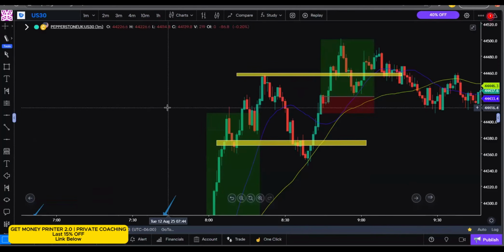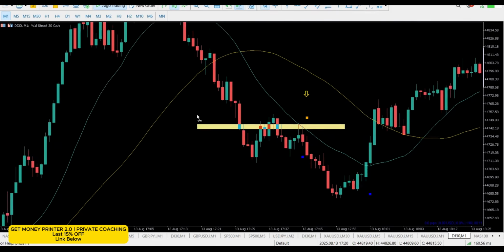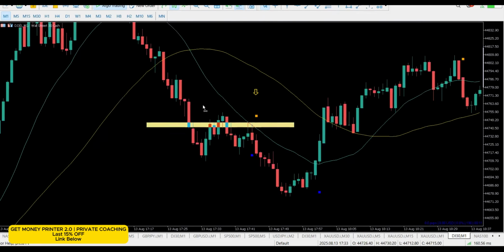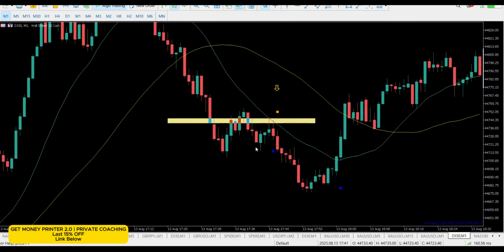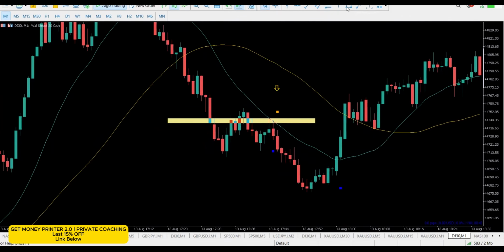Okay, let me show you another example real quick. This other example happened today. Really nice. Price was dropping on this US30 1-minute chart. As you can see, price was dropping, moving averages did cross. By the way, those alerts are going to be sent out in the MT4 version. You're gonna have alerts whenever you have an entry signal for the Money Printer 2.0.